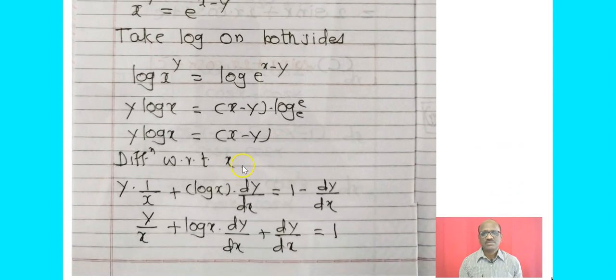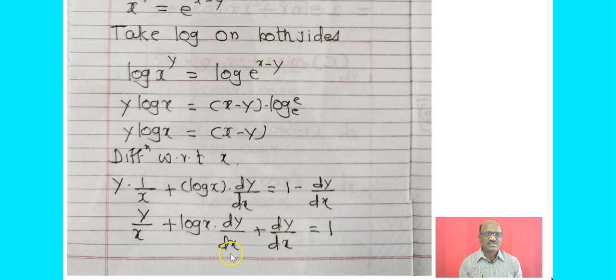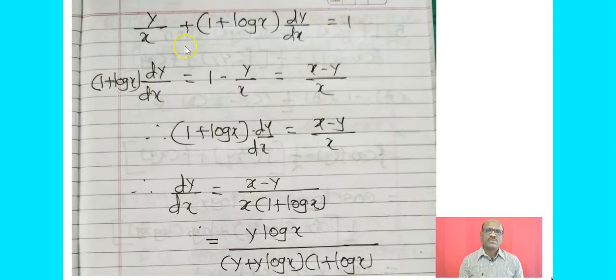Now differentiate this with respect to x. That is y into the derivative of log x, which is 1 by x, plus log x into the derivative of y, which is dy/dx, equals 1 minus dy/dx. That is, you will get y upon x plus log x into dy/dx. Taking the minus dy/dx to the left hand side, it becomes plus dy/dx equals 1. Now collect the terms of dy/dx: y upon x plus (1 plus log x) into dy/dx equals 1. Therefore, keep (1 plus log x) into dy/dx on the left hand side and y upon x on the right hand side.